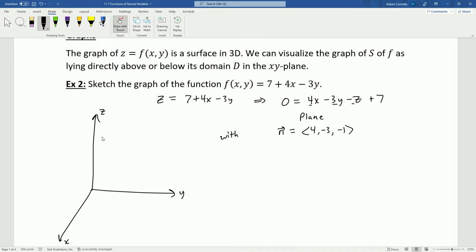So in this case, if x and y were 0, then z would have to be 7. So that tells us if we plot z equals 7, that this has got to be a point on our graph.